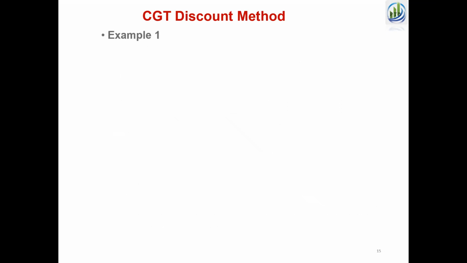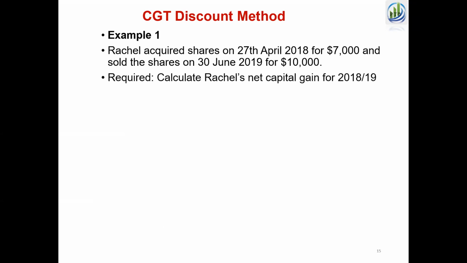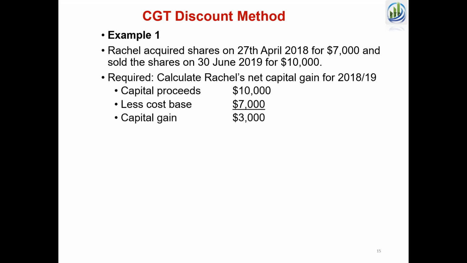Good. Now we will see some examples. Rachel bought shares for $7,000 and sold them for $10,000. Calculate Rachel's capital gain. Capital proceeds $10,000, less cost base $7,000, so the capital gain is $3,000. We ask Rachel, are you an Australian resident? Rachel says yes. How long did you hold the property? 2008 to 30th of June 2019. Very clear, more than 12 months. Therefore, we can apply the 50% discount. Now your net capital gain will be $1,500.